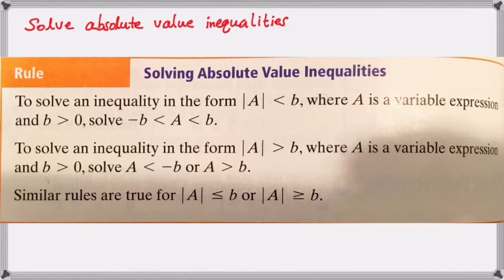First, we will solve a problem where we can use inequalities of this kind, where the absolute value of A is greater than B. When the inequality is of the form absolute value of A greater than B, where A is a variable expression and B is greater than 0, what you need to do is solve for A greater than B, and also solve for A less than negative B. Okay, keep that in mind.